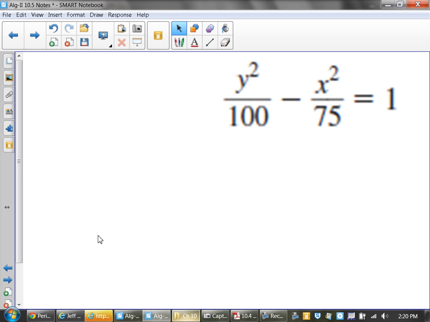We have y squared over 100 minus x squared over 75 equals 1. That's not even that deep. A is 10, b is 5 root 3. Is this going left and right or up and down? Up and down, because y comes first. And that's really all there is to it, guys. Since the y squared comes first, and it's a subtraction, you know it's a hyperbola, so it's going up and down.